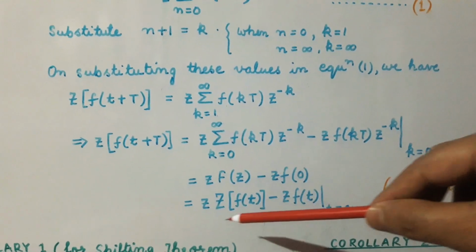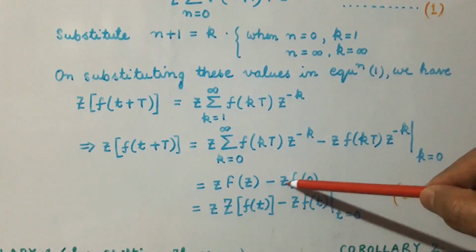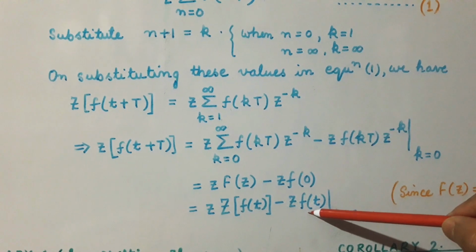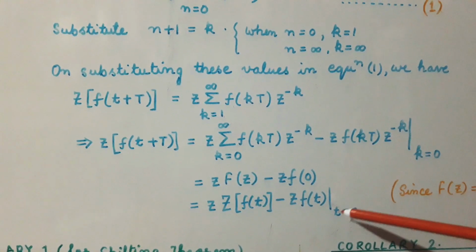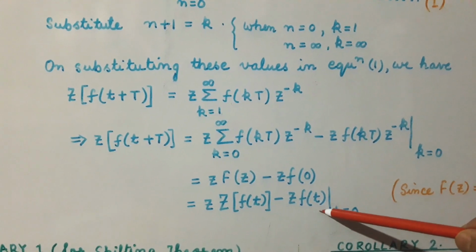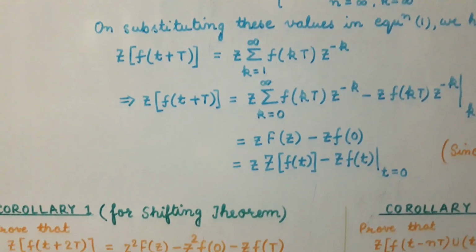Now this can be written as z into the z transform of the function f(t) minus z times the function f(t) at t equal to 0. This is the proof of the shifting theorem. Now let us see the two corollaries of the shifting theorem.